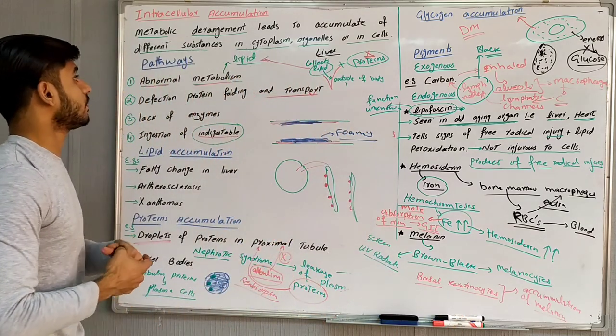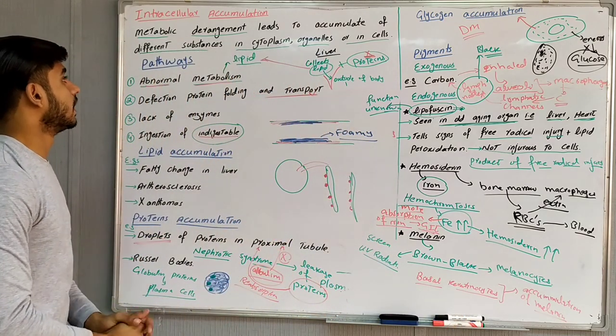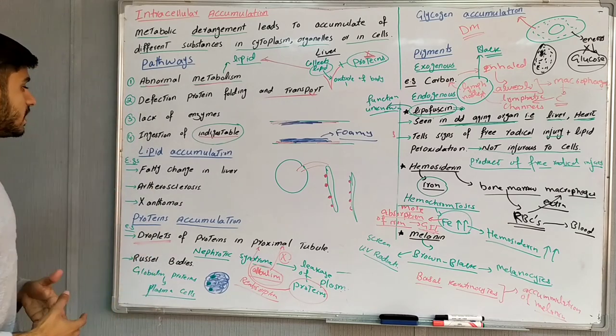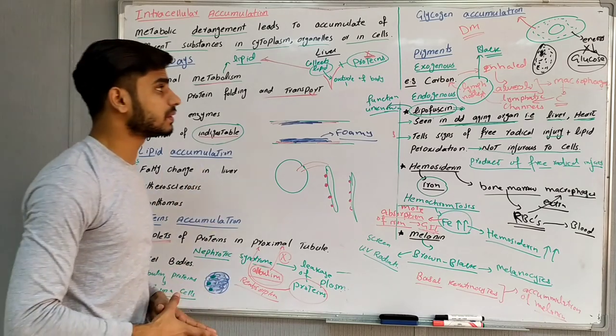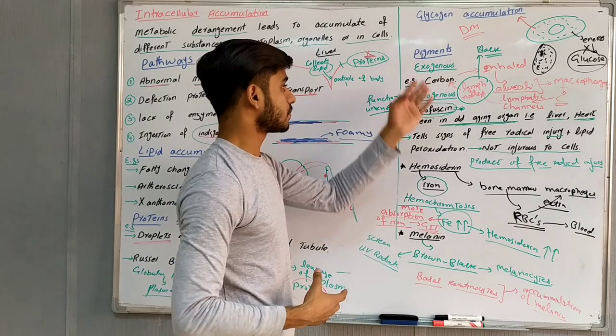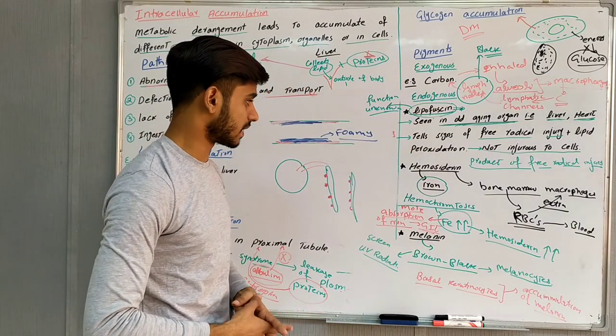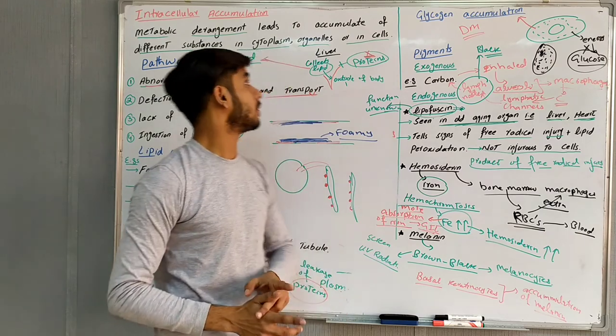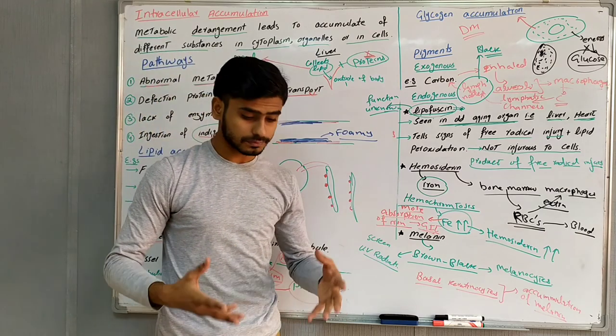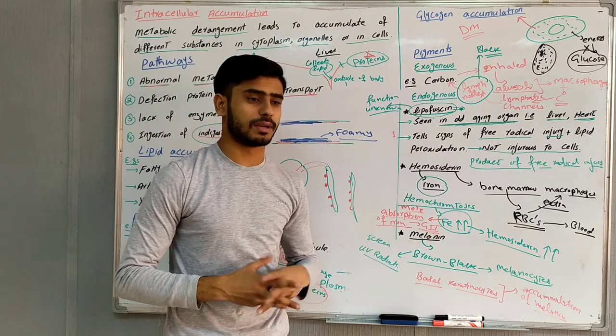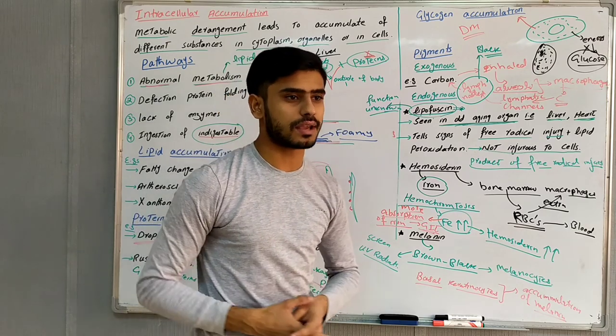So that was both the intracellular accumulations of some proteins, lipids, glycogens, and pigments. The pigment may be exogenous or endogenous. We saw the example of exogenous carbon, and we also saw examples of endogenous pigments. This was about intracellular accumulation. In the next lecture, we will discuss amyloidosis. What is amyloidosis? So thank you so much, guys.